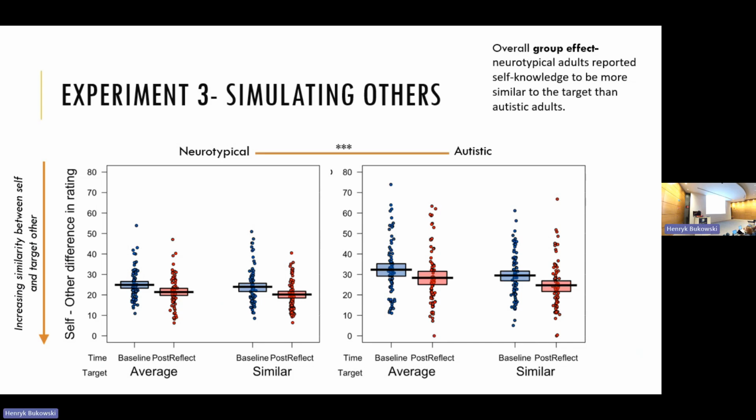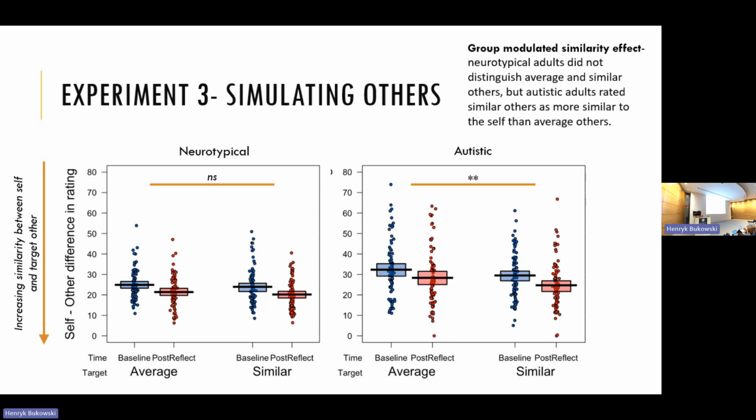Importantly, there was a difference overall between our two groups in terms of how they rated the other people. So that is that neurotypical people felt that the other people overall had more similar memories and reactions to those memories compared to the autistic people. And there was also an interaction with the group and the similarity effect. So that is that only the autistic group distinguished their similarity judgments for average and similar others, and the neurotypical people didn't distinguish in their memories the average and similar others.